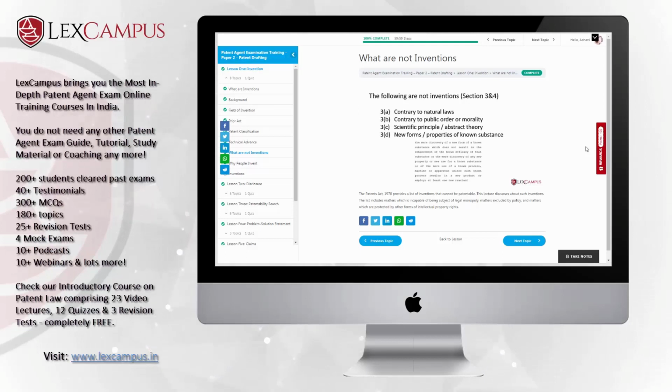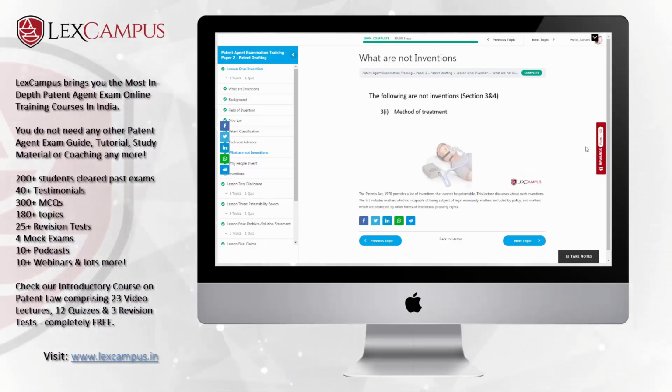And Section 3D covers a new form of a known substance, a new property or a new use of a known substance, and also a mere use of a known process. Method of treatment cannot be patented. A plant or animal parts cannot be patented, but microorganisms are excluded.